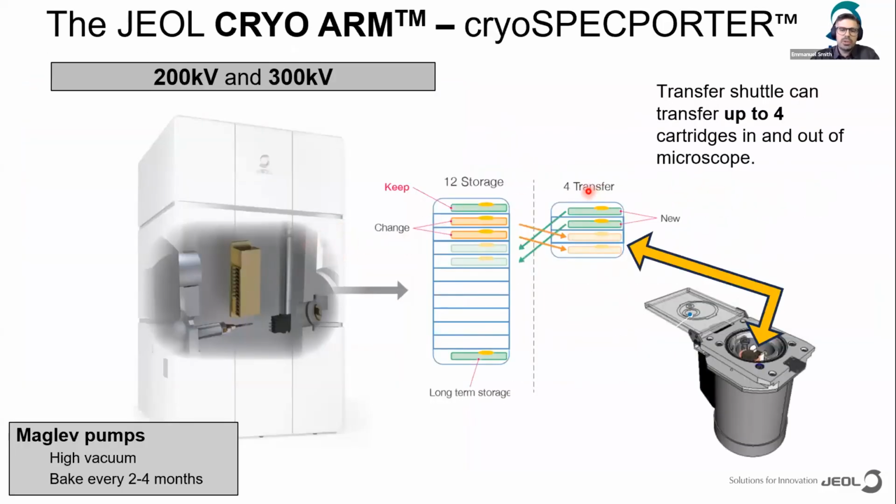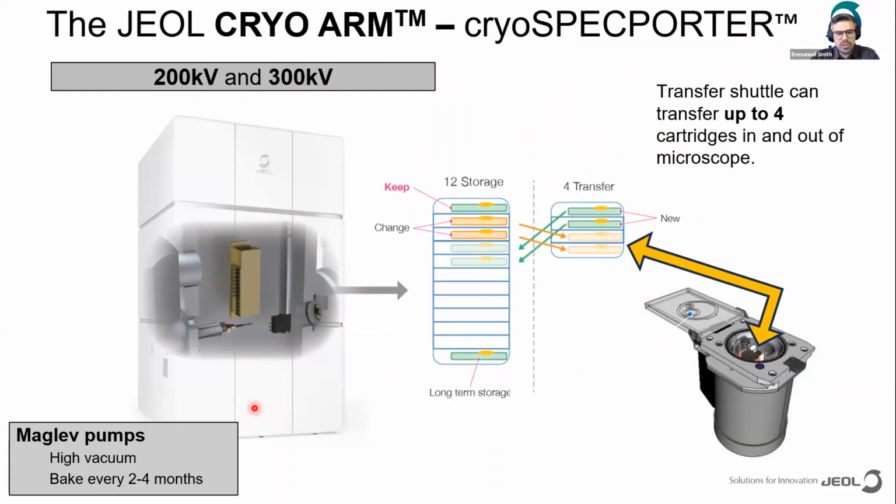Okay, so we are running MultiGrid on our JEOL cryoARMs, which are our dedicated cryo-EM instruments. I just want to show you some of the features that we take advantage of during MultiGrid. Now, the cryoARMs, we have one at 200 kV and one at 300 kV, and they have an autoloader called the cryospec porter. The autoloader includes a long-term storage cassette that's in the microscope and does not leave the microscope and can accommodate up to 12 samples. Instead, for transfer in and out of the microscope, we use a transfer shuttle that can exchange up to 4 samples at a time in and out of the microscope.